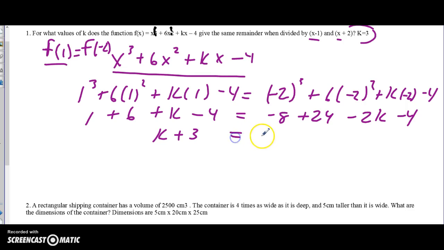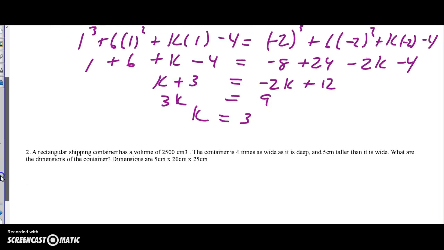And on this side, I have my minus 2k, and minus 8 plus 24 gets me my plus 16, minus 4 gives plus 12. Bring the k's to this side, add 2k to both sides, that's 3k. Bring the 3 over to this side, that'll be 12 minus 3, 9, and solve for k: k is equal to 3. Okay, so that's how you answer that question.